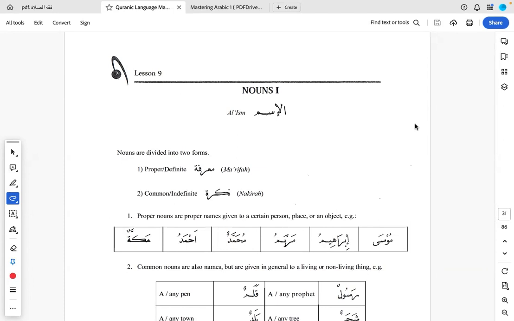Today we're going to talk inshallah about al-ism, nouns, and this is the first part. There's going to be another part of nouns next lesson inshallah.